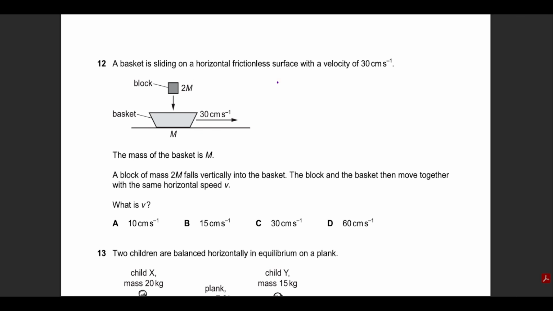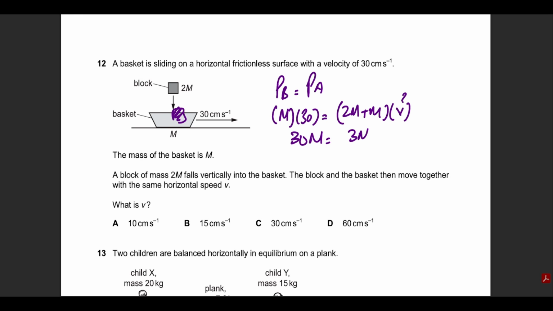Let's see. So momentum before this was dropped in should be equal to momentum after this was dropped in. So the momentum before is capital M into 30 centimeters per second. And what happened after this? When this was dropped inside, then the total mass became 2m plus m. New velocity v, we don't know. You can notice that this becomes 30m equals 3m into v. We want to find out v. So m cancels out. 3 causes this 30 to become 10. So v should be equal to 10 centimeters per second, which is going to be option A.